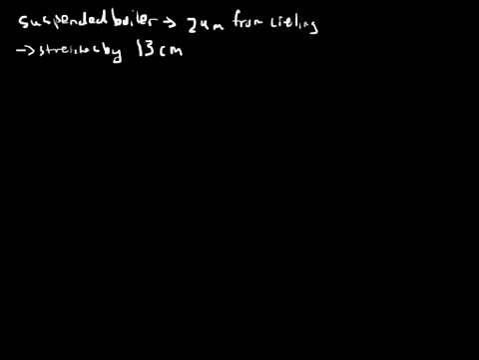So now let's look at a quick example that we saw in the lecture when it comes to a suspended boiler. A suspended boiler is 24 meters away from the ceiling, and when it's operating and heated, it stretches by 13 centimeters. Now the first thing you should notice is, hey, these are different units. You have to have the same units.